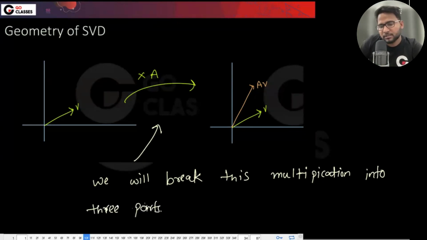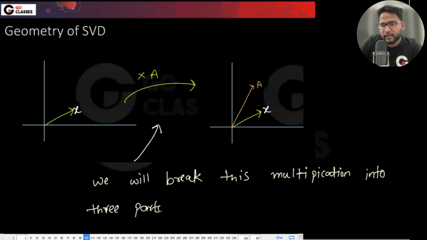So what are those parts? Can anyone tell me? What is the first matrix that I will be multiplying to V? If I see this in terms of SVD, what is the first matrix that I will be multiplying to this vector, or maybe I can say this X? Yes. So I will be multiplying by V transpose, right? So let me just call this X. So I will be basically first multiplying by V transpose, I think, right?